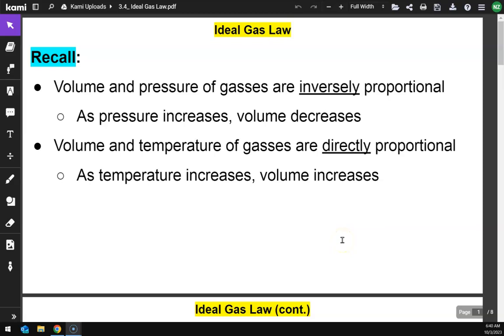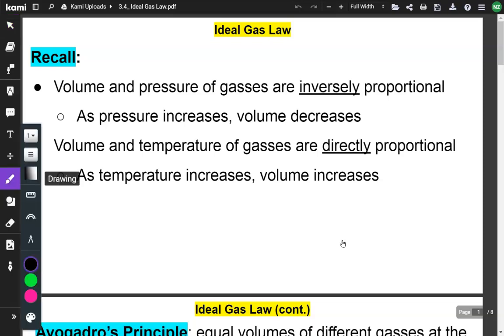In this video, we're going to go through ideal gas law. So two things that we need to recall before we get into this. First of all, volume and pressure of gases are inversely proportional. So as the pressure increases, the volume is going to decrease. As the volume increases, or rather, while the pressure decreases, the volume will increase.